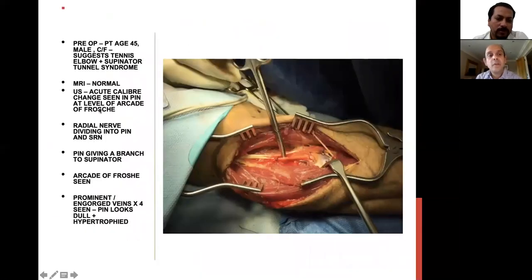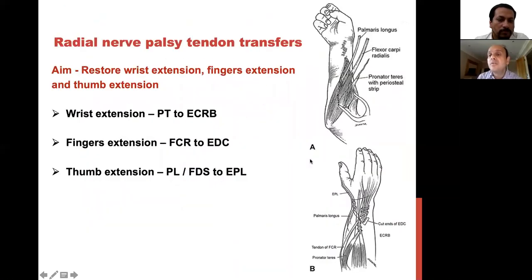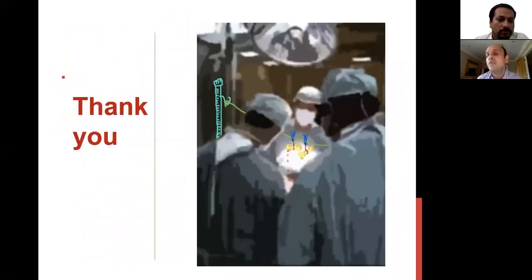Here, for example, when we got an ultrasound, it said there was a caliber change in the PIN at the level of the arcade of Frohse. And when I actually went in, like your carpal tunnels, the nerve right in front was all very dull. So ultrasound is normally your friend. If you have a nice MSK radiologist and they say there's something wrong just before the arcade, there were 3 or 4 veins here which were putting pressure. So the nerve got dull and hypertrophied. So it's an educated guess. You will never know 100% that it is a supinator tunnel.